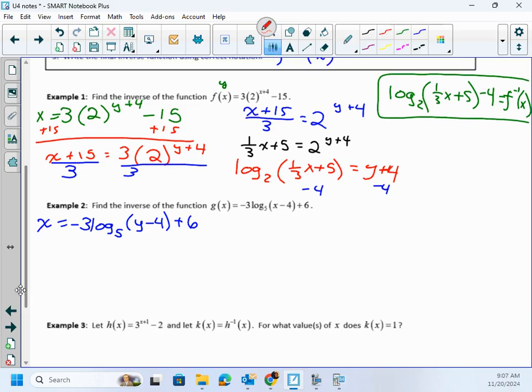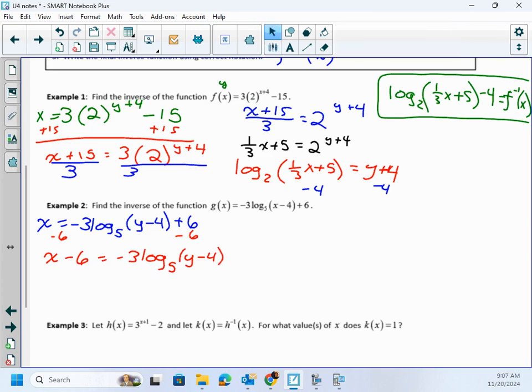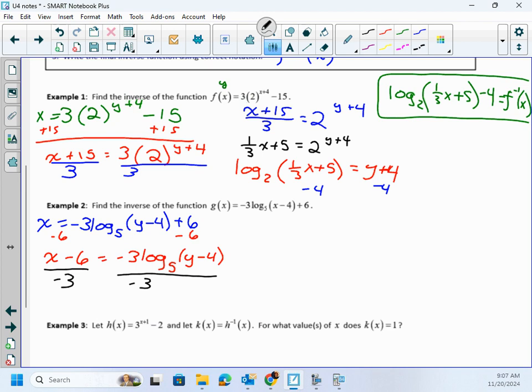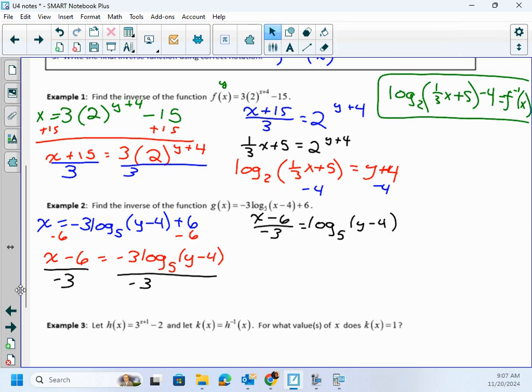So again, getting the log term by itself. x minus 6 equals negative 3 log base 5 of y minus 4. Again, getting the log term by itself. So x minus 6 over negative 3 equals log base 5 of y minus 4. You can make this negative 1/3 x plus 2. You'll leave it like this. I'm going to leave it like this because I didn't last time.